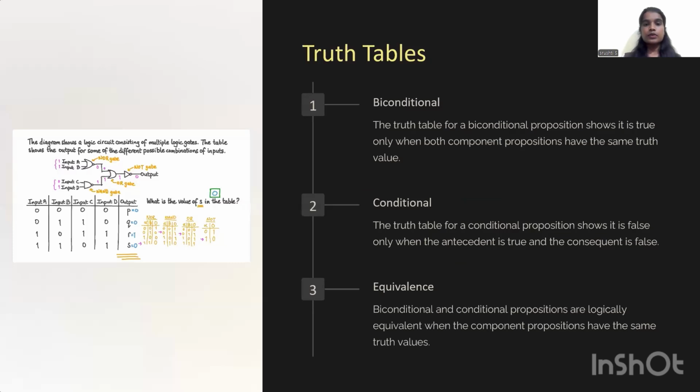Truth tables: biconditional, conditional, and equivalence. Biconditional: the truth table for a biconditional proposition shows that it is true only when both component propositions have the same truth value. Conditional: the truth table for the conditional proposition shows it is false only when the antecedent is true and the consequent is false.